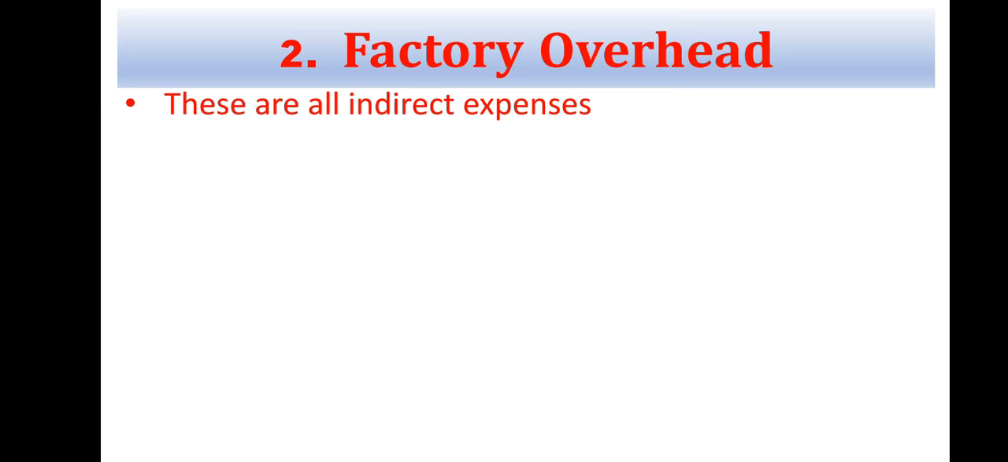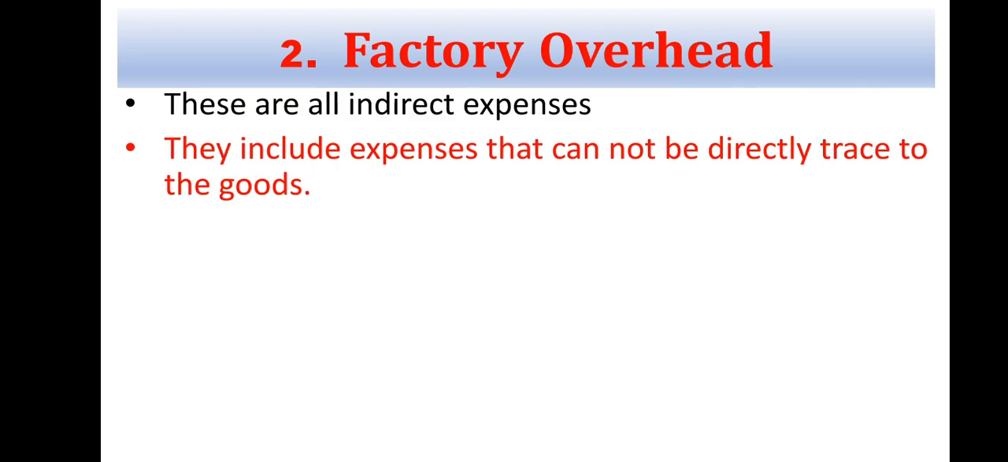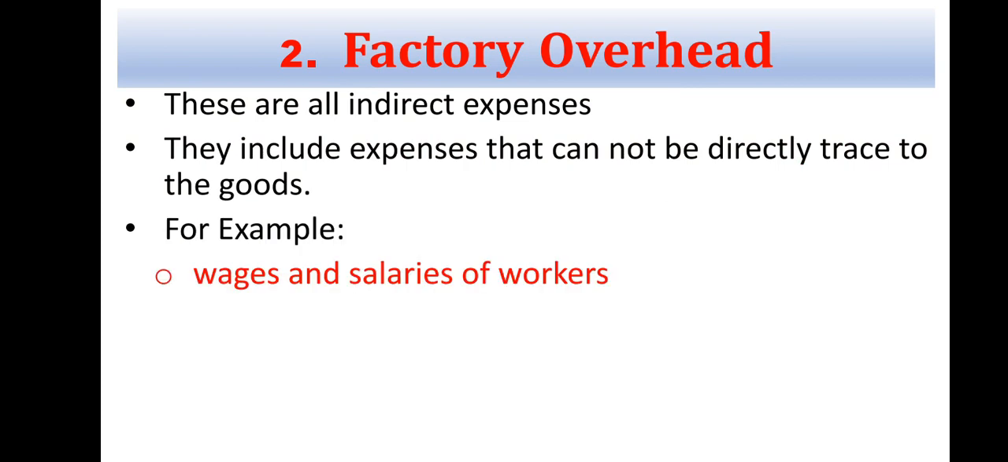process. And these are all indirect expenses, just like I said. And they include expenses that cannot be directly traced to the goods. They are required in the production process, but they cannot be directly traced to the production of the goods. A good example of them include the wages and salaries of workers who cannot be directly traced to the manufacturing process. For example, the packaging staff, those who are packing the goods, you can see they don't have direct contact with the production process.